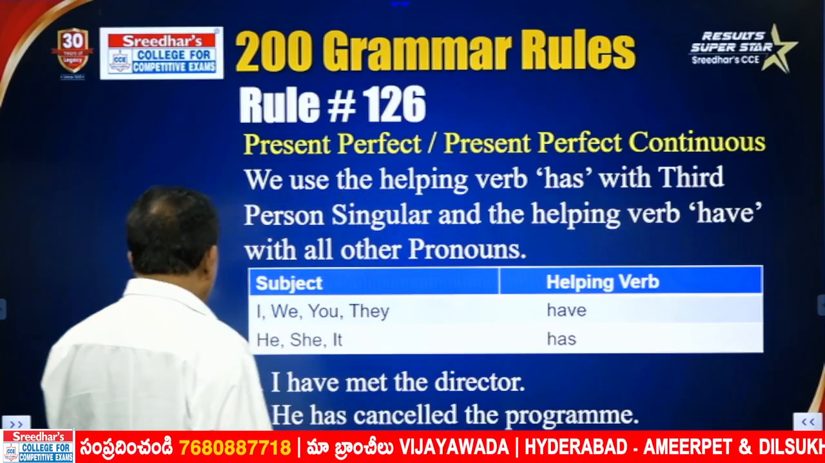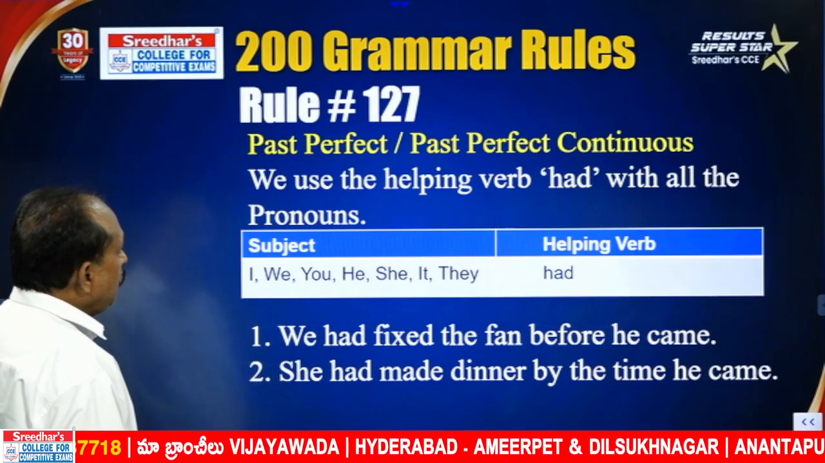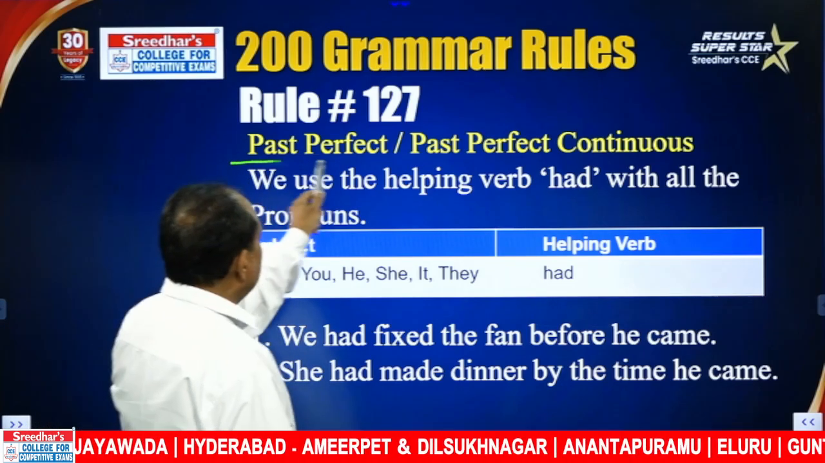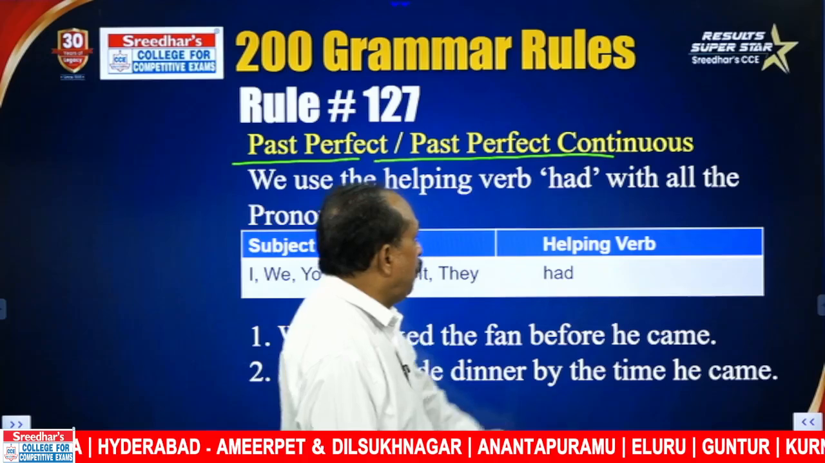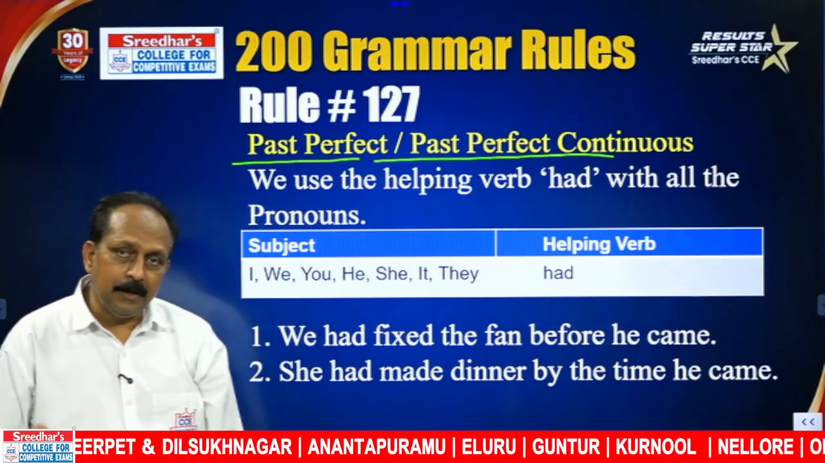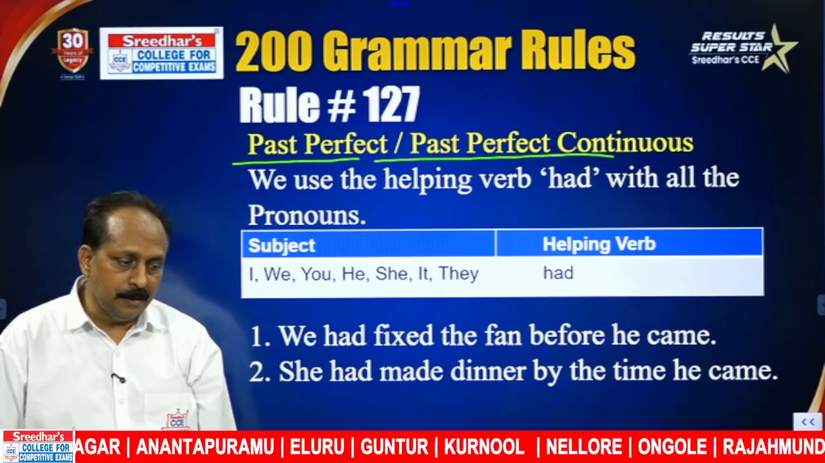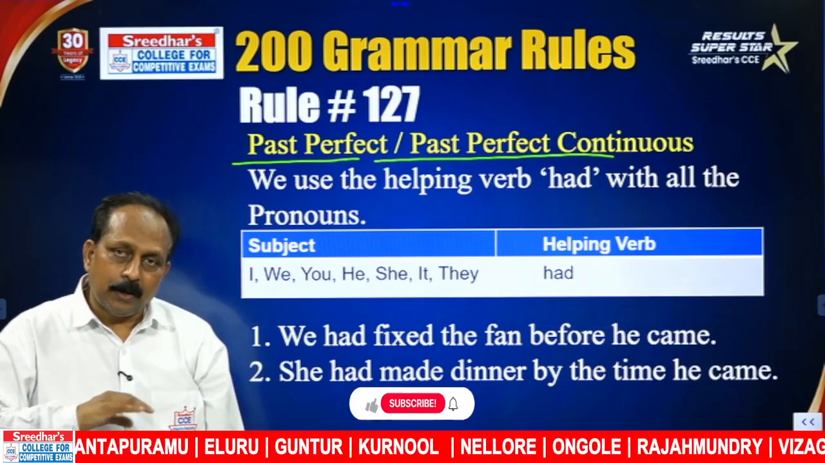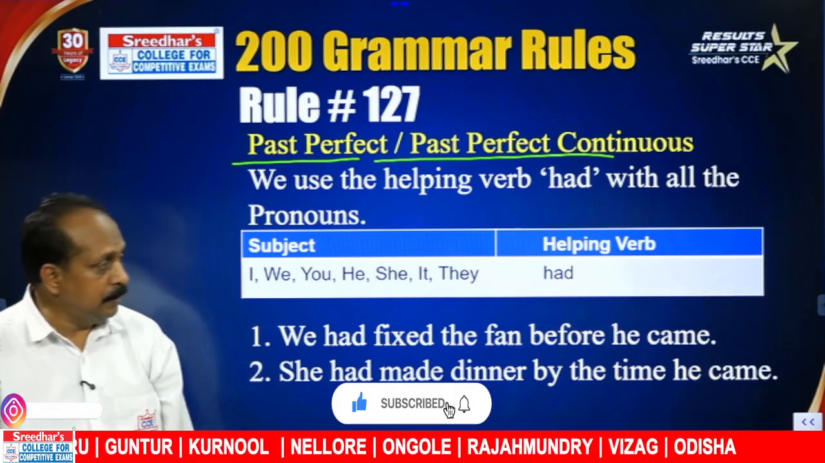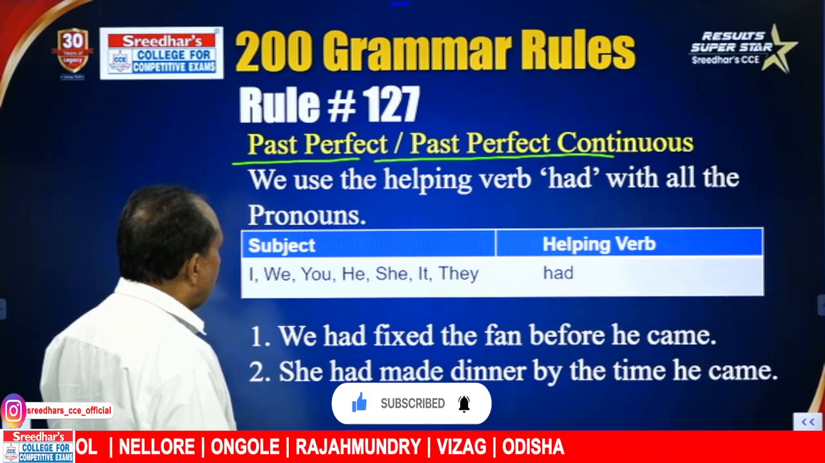Let us go to rule number 127. We use a helping verb had with all the pronouns. Which one is that? Past perfect continuous. After present perfect continuous, we have past perfect continuous. Whatever the subject, whatever the noun, whatever the pronoun, we use the helping verb had. That is a rule.